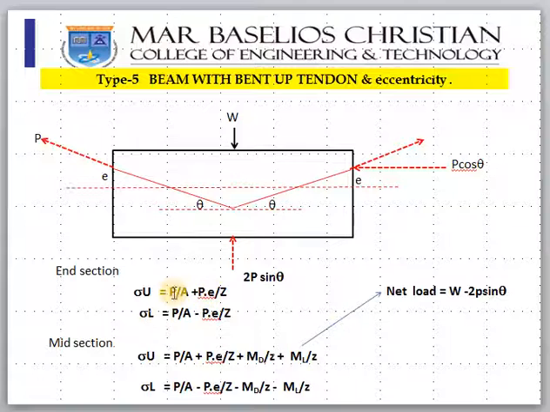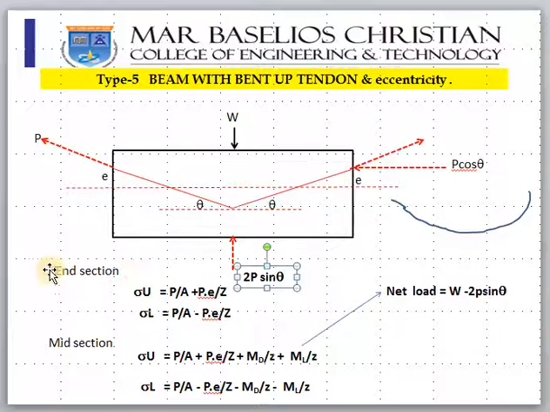So this term will come, P by A, because this will create a compressive force, and this P and E will create a moment also. So P by A, because the only thing we should think is this will bend, because the eccentricity is upside. So this will bend downward. So top will be compression, bottom will be tension. That is the reason PE by Z will come here.